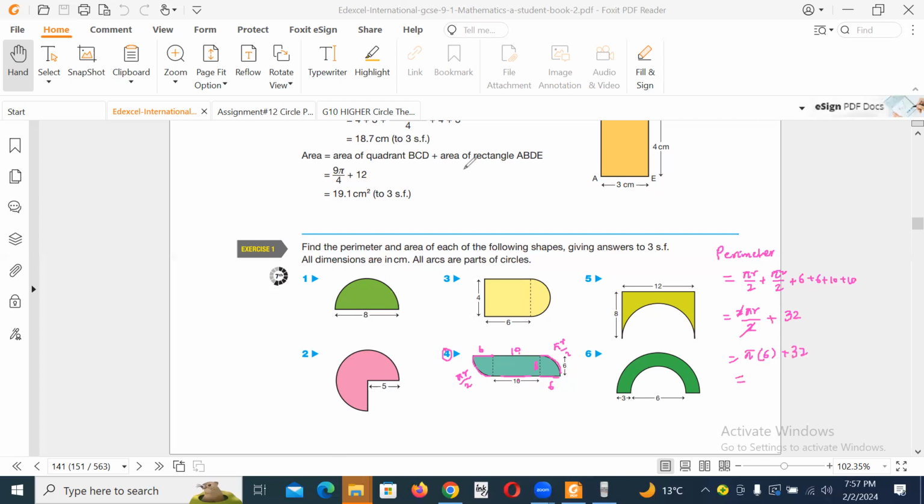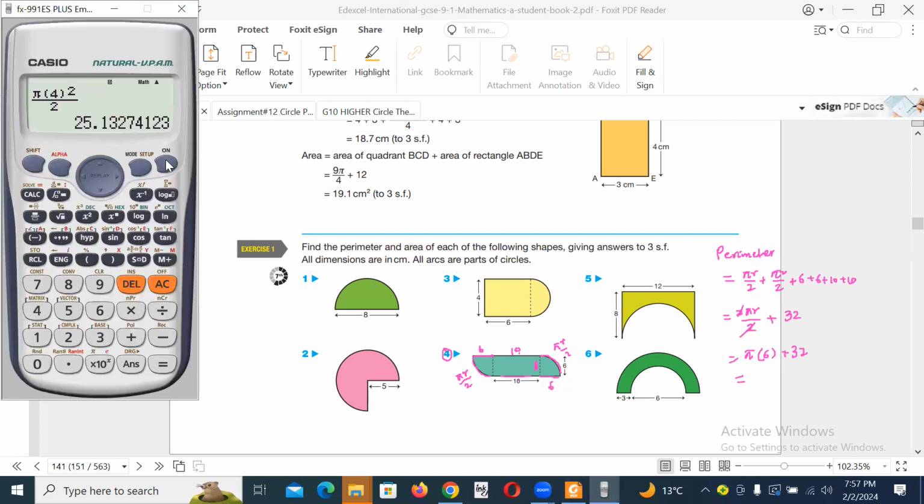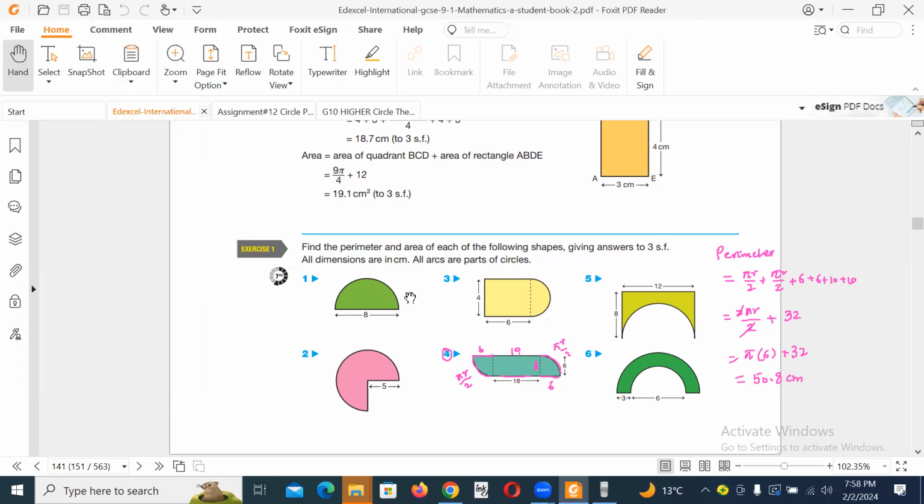So we can check in the calculator as well. The value of pi means pi shift pi, bracket open 6 bracket close plus 32. It gives me 50.8. We are looking for 3 significant figures. So I would say 50.8, this is the first answer, 50.8 centimeter. This is the perimeter.